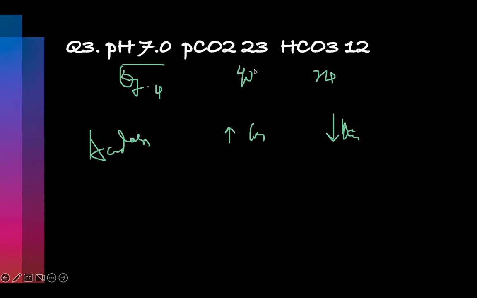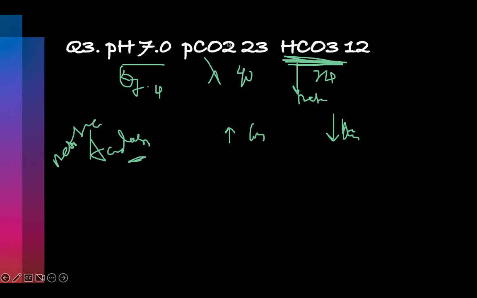CO2 went down, and bicarb also went down, right? That means this is not an acid. We expect, for acidosis, CO2 should go up and bicarb should go down. Bicarb went down. Therefore, the one causing the problem is bicarb. But what is bicarb? It's a metabolic problem. Therefore, this becomes metabolic acidosis.